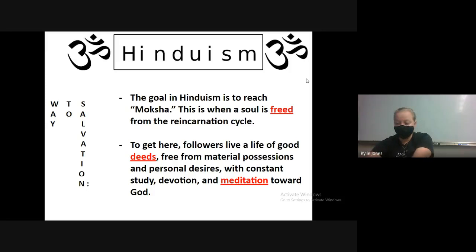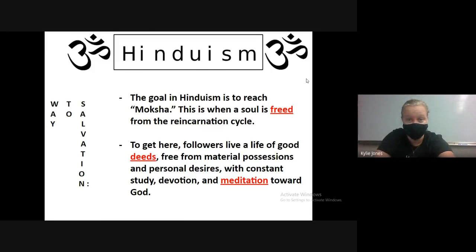So to get there, followers live a life of good deeds, so they do good things for people, free from material possessions and personal desires, with a constant devotion, study, and meditation towards God. So basically they commit their life to God. They don't really get married, don't have kids. They just devote everything to God. That's how Hinduism does it if they want to get to moksha. Some people don't follow it that closely.